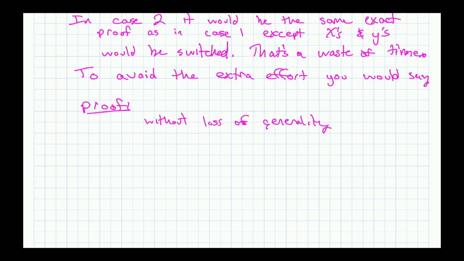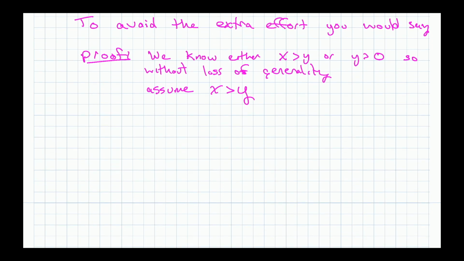So normally it'd be a good idea to state why you were doing without loss of generality. So we could say like this. You could say, we know either x greater than y or y greater than x. So without loss of generality, assume x greater than y. And then you do your work, right? And then you go proof, proof, proof, and then you're done. And then that way you only have to do the proof once.